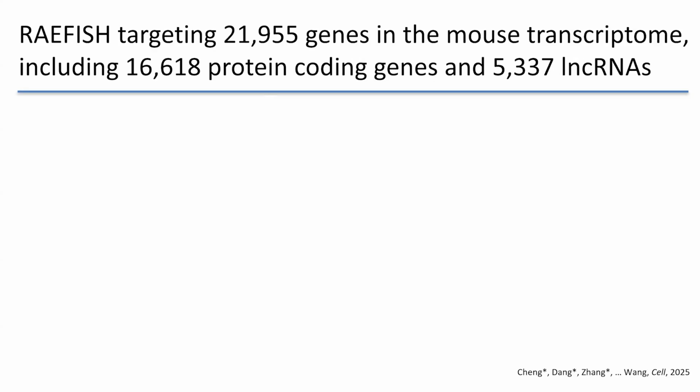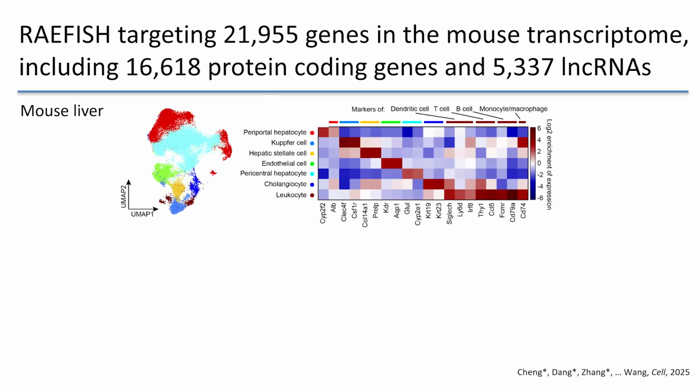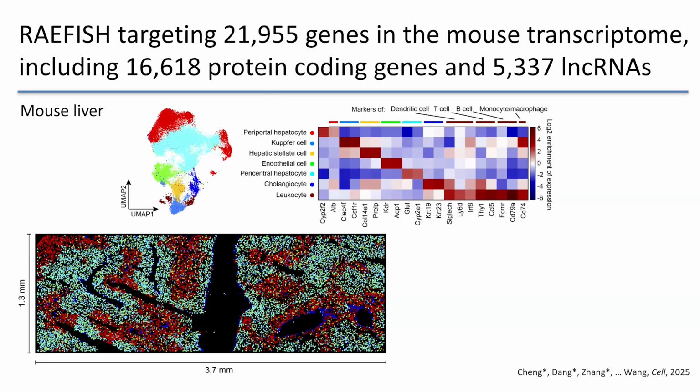Here we designed a second RAEFISH probe library targeting 22,000 mouse genes, including again nearly the entire protein-coding transcriptome and 5,000 long non-coding RNAs. We perform RAEFISH with this library in mouse liver tissue sections. Using the single-cell RNA profiles, we can easily distinguish the cell types in liver based on their liver cell type marker gene expression. Here we projected the identified cell identities back onto the tissue image.